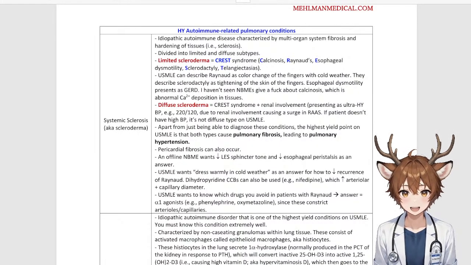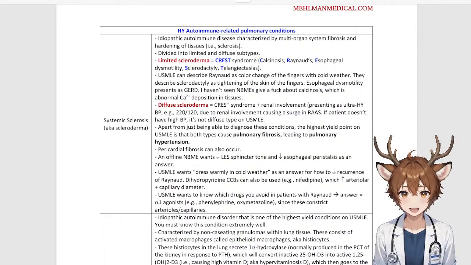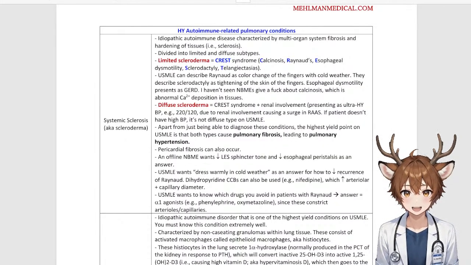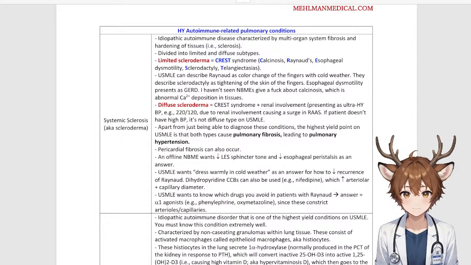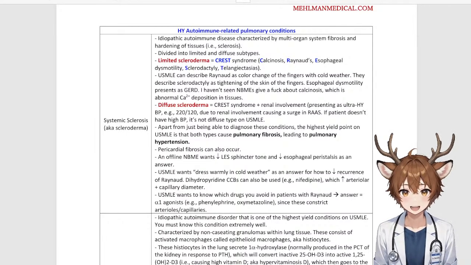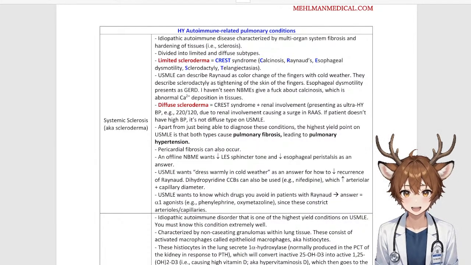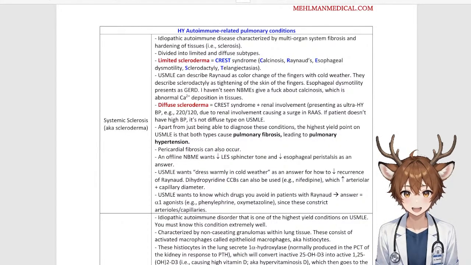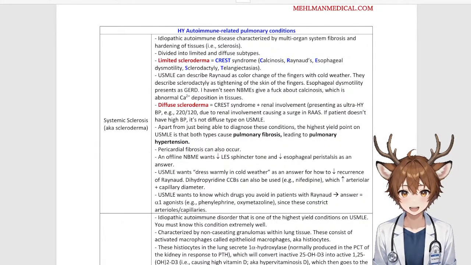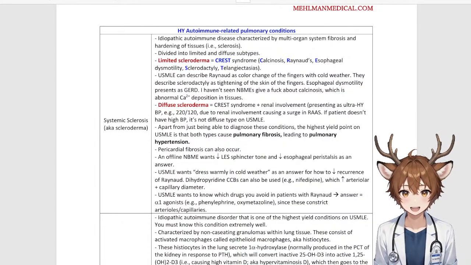Diffuse scleroderma is CREST syndrome plus renal involvement, presenting as an ultra-high yield blood pressure, for example, 220/120, due to the renal involvement caused by a surge in the RAS, which is the renin-angiotensin-aldosterone system. If the patient doesn't have a high BP, it's not diffuse type on USMLE. Apart from just being able to diagnose these conditions, the highest yield point on the USMLE is that both types cause pulmonary fibrosis, leading to pulmonary hypertension. Pericardial fibrosis can also occur.